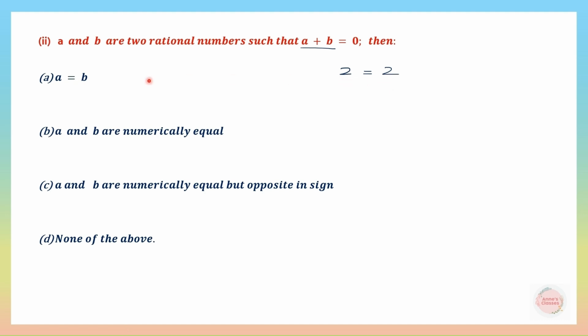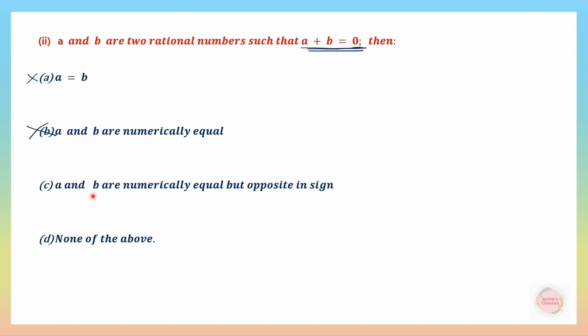So both are the same because here according to this option A is equal to B. So we have taken A to be 2 and B to be 2. Now if we do A plus B, that is 2 plus 2, our answer is not 0. 2 plus 2 is 4. So this first option cannot be correct. Now the second option, A and B are numerically equal. That means if A is 3, then B is also 3. Just like option A, here also A plus B is not equal to 0. So this option is also wrong.